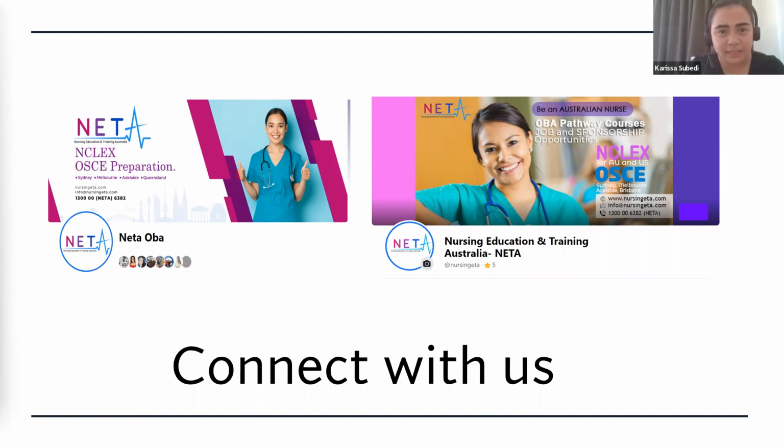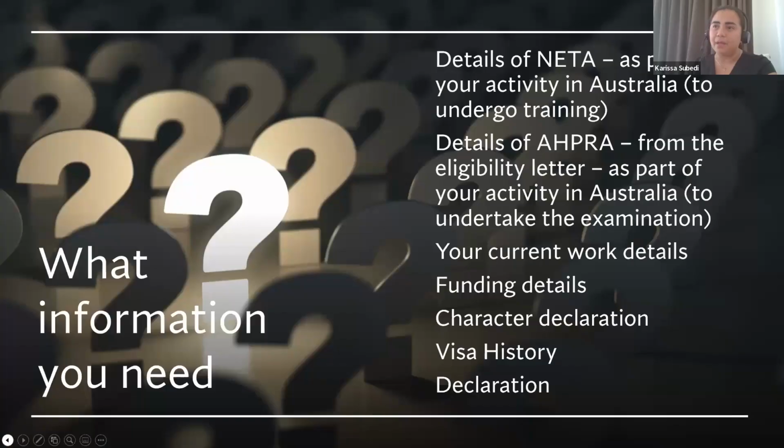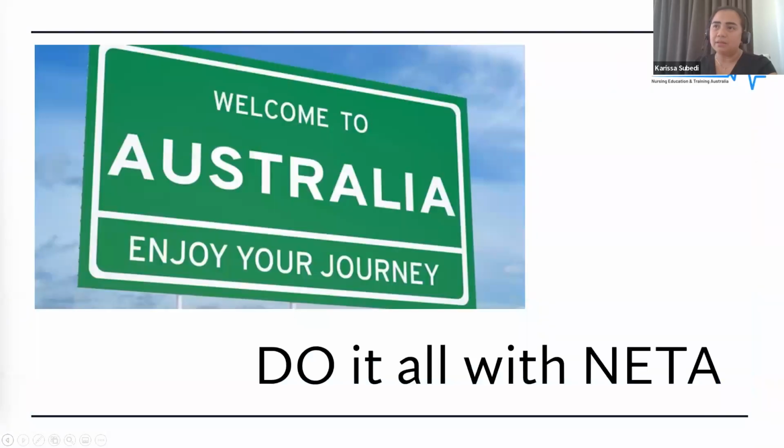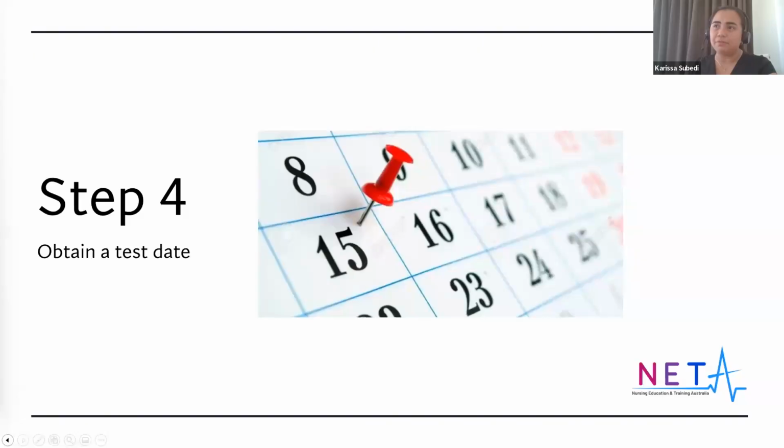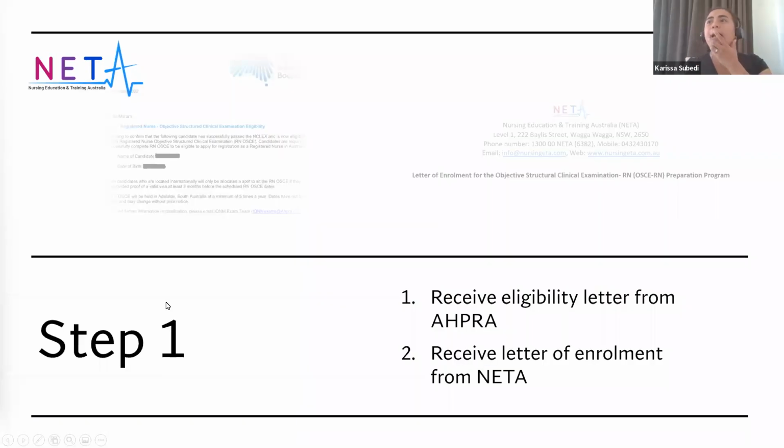Then we've got another question here. How can I enter travel details unless the exam date is allocated to me? Tanya, as APRA said in your eligibility letter, let's go back to the sample eligibility letter and find that information. Okay, it says here: candidates who are located internationally will only be allocated a spot to sit the OSCE if they have provided proof of a valid visa at least 3 months before the scheduled RN OSCE test dates.